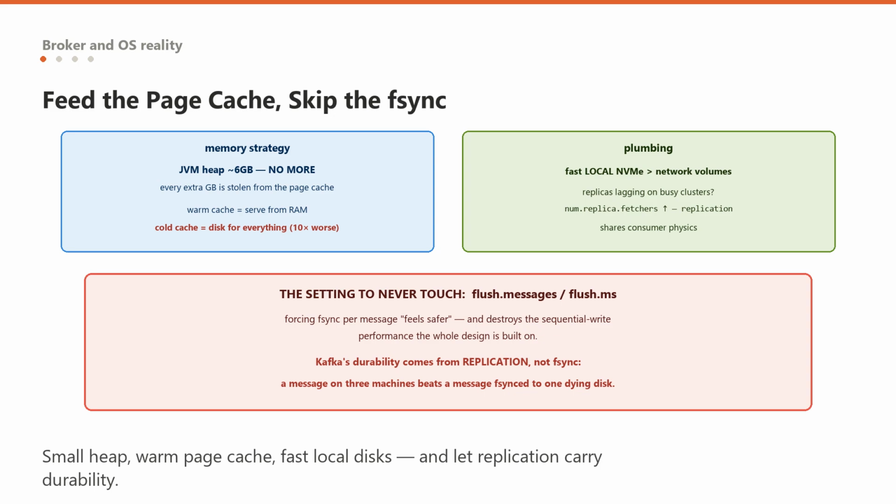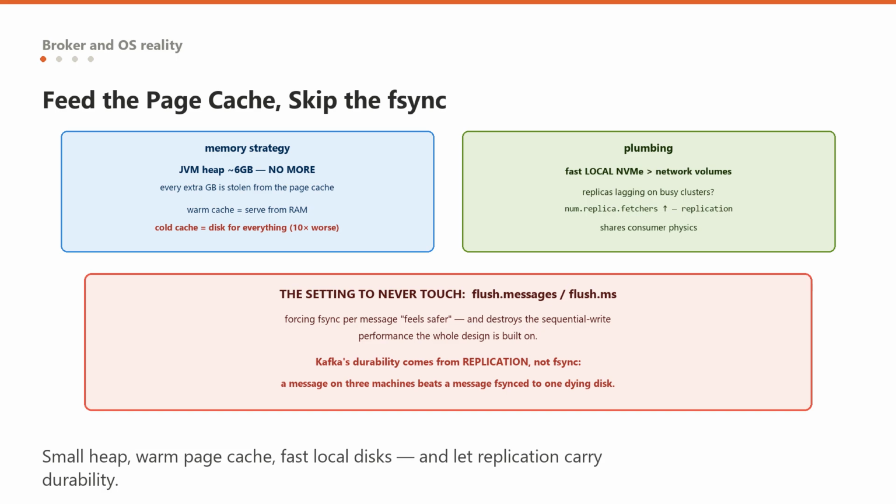Concept 8. What actually matters on the broker, and the setting to never touch. Eventually the broker does matter, but not in the way tuning guides suggest. 3 things count, and one popular idea must be resisted. First, memory strategy. Remember that Kafka leans on the page cache. That means the worst thing you can do on a broker machine is give the JVM a giant heap.